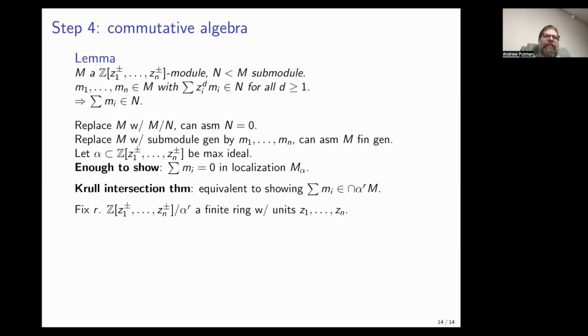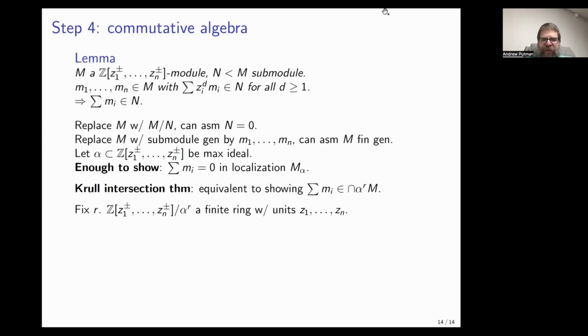So let's fix some r. Now, I know that if I take my ring of Laurent polynomials and I mod out by alpha^r, that's a finite ring, right? Because remember, if you have a maximal ideal inside this ring of Laurent polynomials and you intersect it with Z, you're going to get some non-zero proper ideal inside Z. And so that cuts us down to the situation where we're working over a finite field. And so this is a finite ring. This is sort of a mystery finite ring. I don't know what the structure looks like, but I do know that it has units z_1 through z_n.